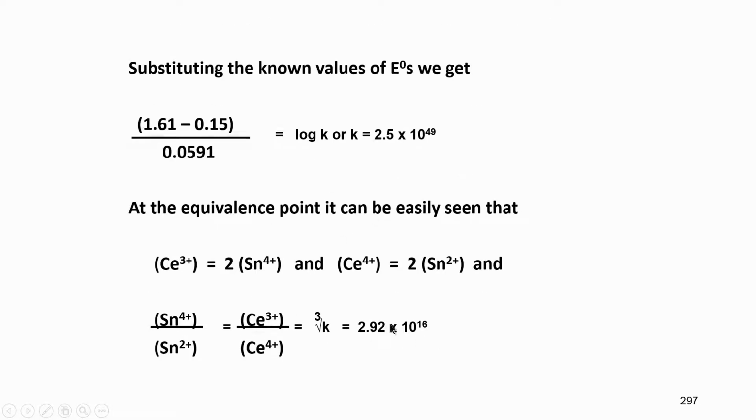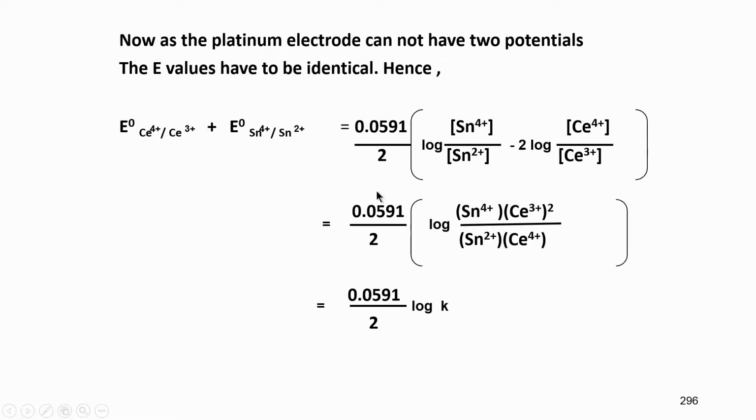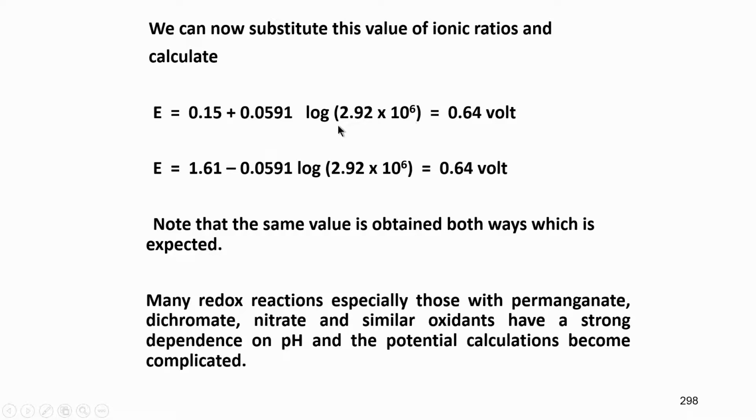Again there is an error here, I should correct it. So, log of 2.92 into 10 raised to 16, multiply it by 0.0591 and add 0.15, this comes to 0.64. Because the EMF cannot show one value for stannic-stannous and another value for ceric-cerous, we should get the same value for ceric-cerous also. Whether I calculate it for stannic-stannous or ceric-cerous, I should get the same value.